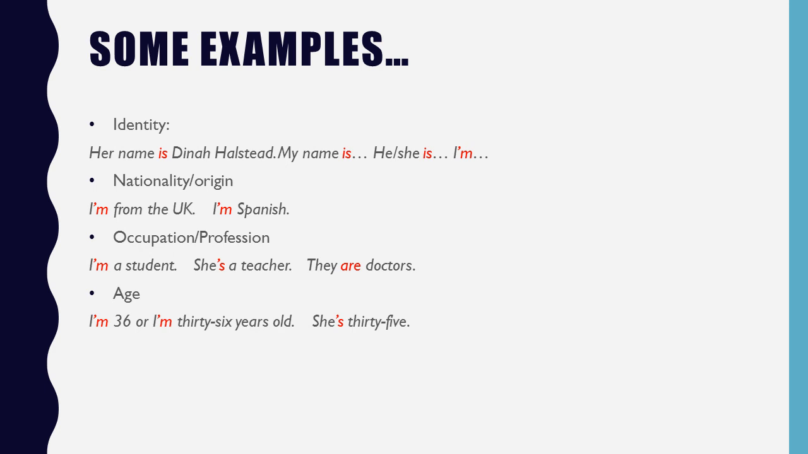When we talk about age, we can say I'm 36 or I'm 36 years old or she's 35. Notice that we can say I'm 36 and nothing else or I'm 36 years old. If I choose to mention years, I have to say always years old. The marital status, for example, when you say I'm married, I'm single, divorced, etc.